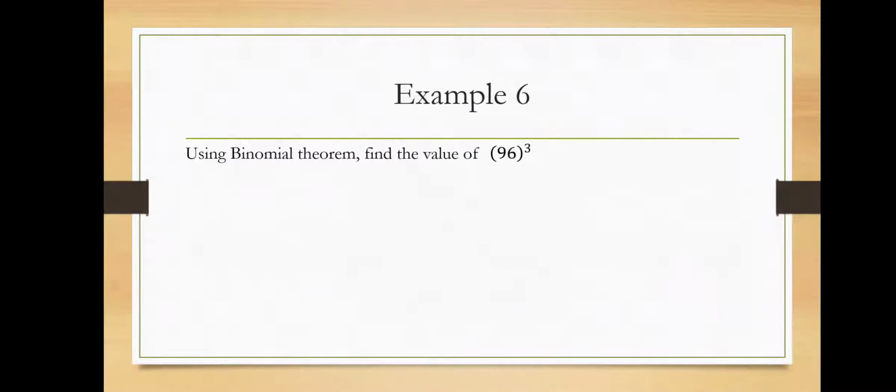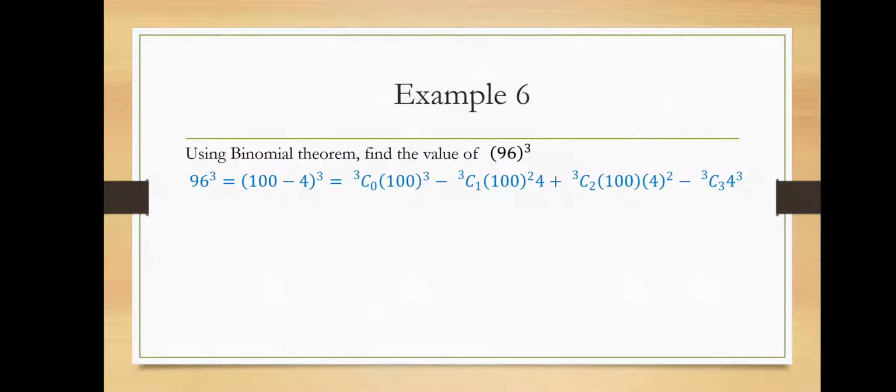Now, number 6, using binomial theorem, find the value of 96 to the power 3. Otherwise in ISC you just have a calculator, you just press it there and multiply, you get the answer. But that's not the idea of this problem. We have to use the binomial theorem to solve it. So 96 cube can be written as (100 minus 4) whole cube, right? So basically the idea is to not make use of the calculator.